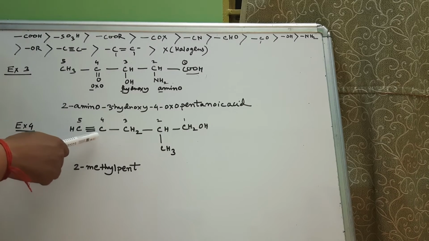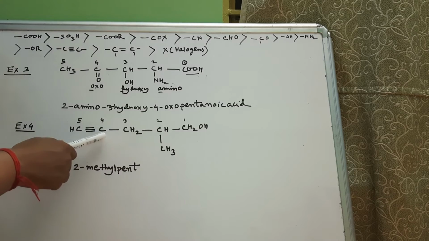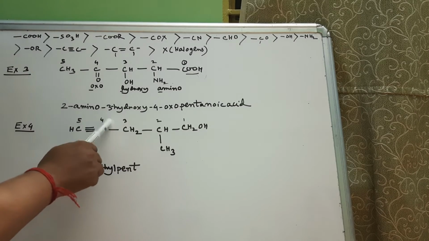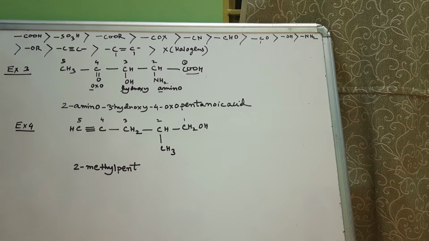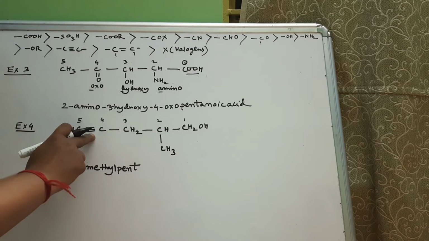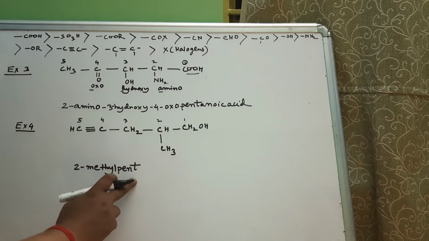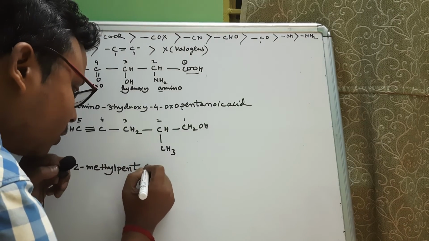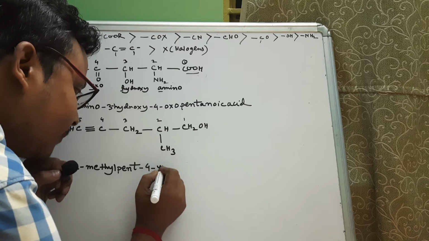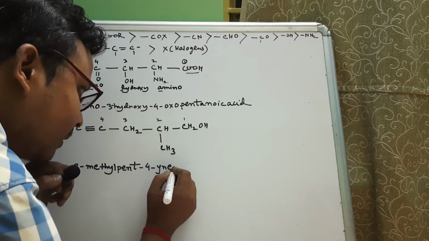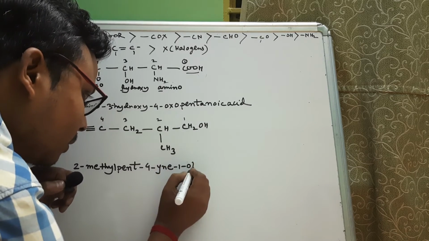Triple bond starts at carbon 4. So you should mention the exact position of the triple bond. So 2-methylpent-4-yn-1-ol.